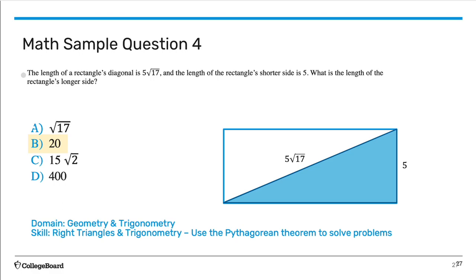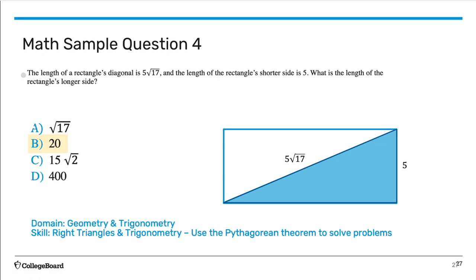So that gives a squared plus b squared equals c squared, which yields 5 squared plus b squared equals 5 root 17 squared, which is the equivalent of 25 plus b squared equals 425. And so we will subtract 25 from both sides, which yields b squared equals 400. And then we're going to take the positive square root to solve for b, and b will equal 20. And so therefore the longer leg of the right triangle formed is 20.